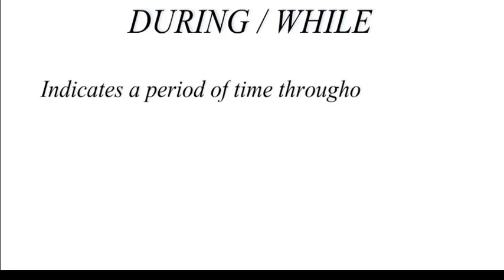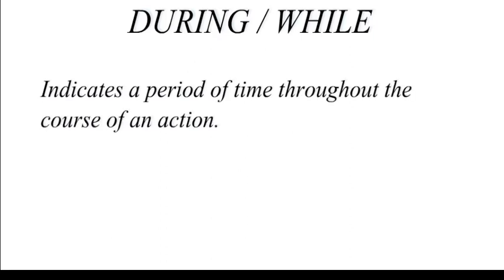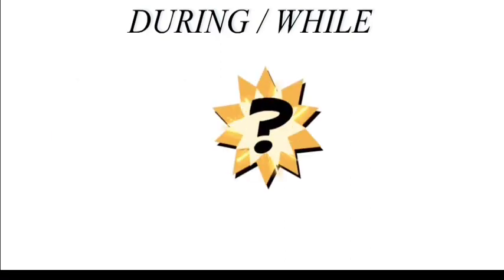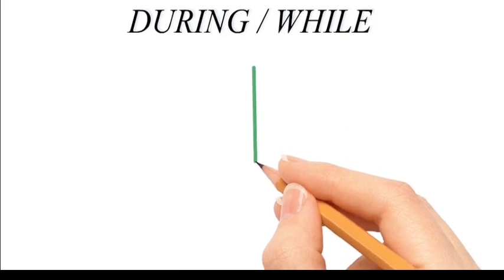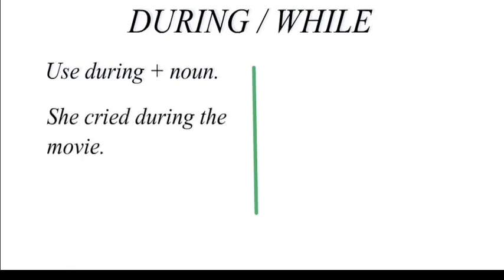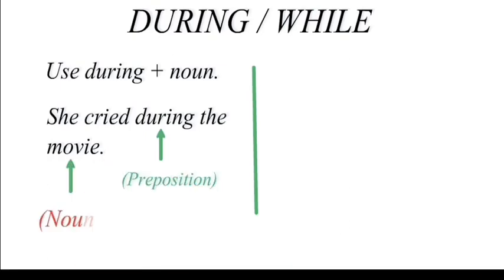You've already understood during earlier, which indicates a period of time throughout the course of an action. So both during and while mean that something happens at the same time as something else is happening. Then where's the difference? The difference is in the structure of the sentence. When we write during, we have to add a noun after that. For example, she cried during the movie. So here we use during as a preposition and after that we used movie, which is a noun.